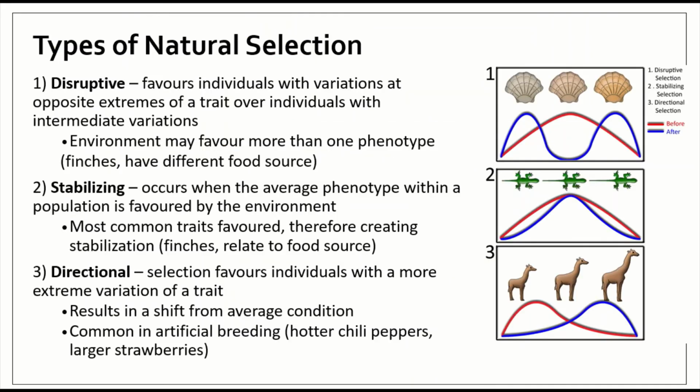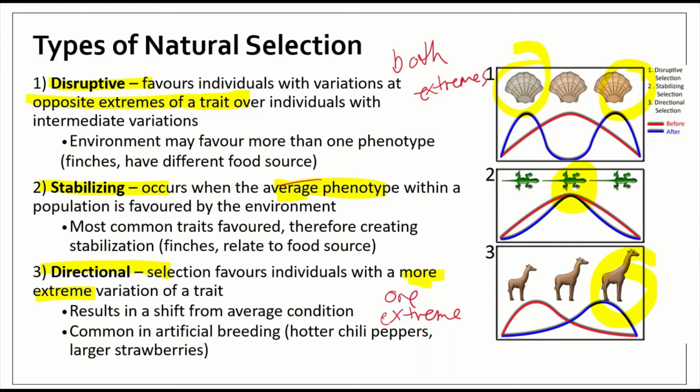When we're talking about natural selection, if you see species becoming more fit based on which trait they have, it is known as disruptive, stabilizing, or directional. Disruptive is favoring opposite extremes, so both extremes of the trait. Say you have the light color, the dark color, and the medium color. Disruptive is going to favor the light and the dark, not the middle. Stabilizing wants the average, so your middle phenotype. And directional is only one extreme. So make sure you realize that disruptive is both extremes, one extreme for directional, and the average for stabilizing.